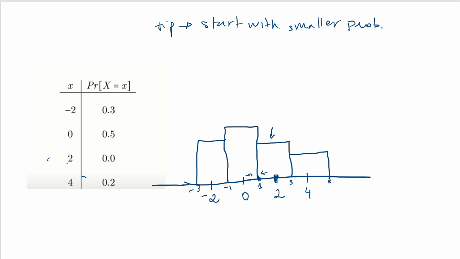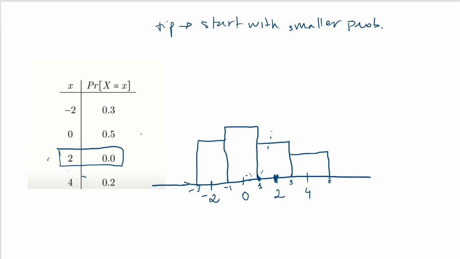Okay? So the smaller probability is this, right? That's the probability of your variable assuming 2. So this is my rectangle of interest, right? It's exactly this one that I had the arrow, because it's centered in 2.